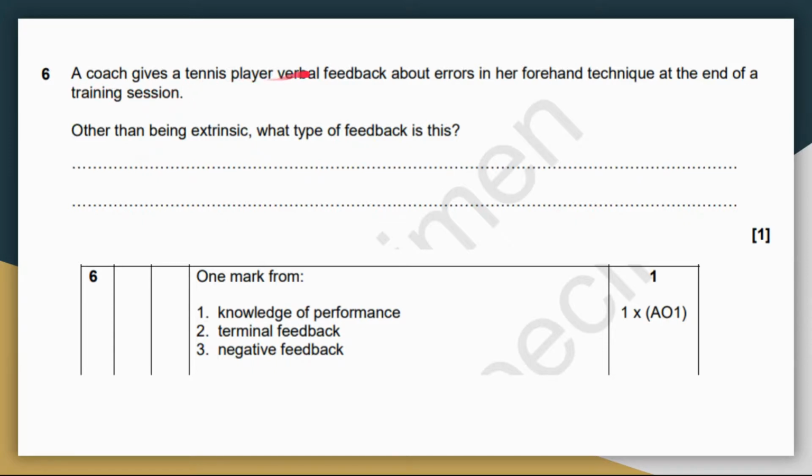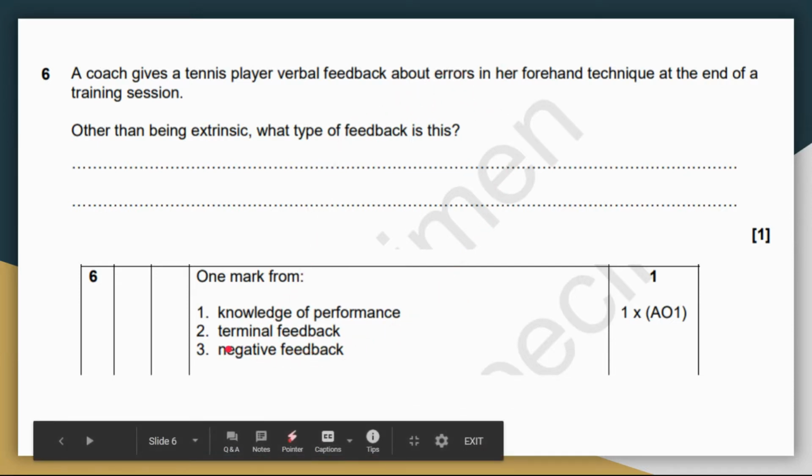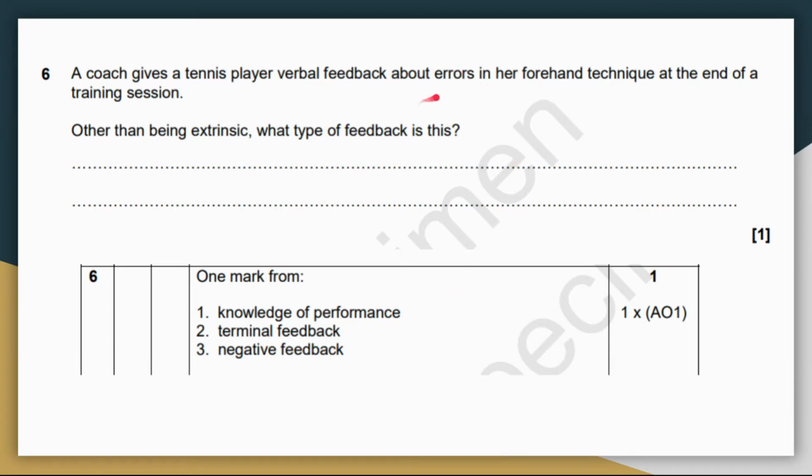A coach gives a tennis player verbal feedback about errors in his forehand technique at the end of a training session. Other than being extrinsic, what type of feedback is this? So it comes from an external source, the coach, so we know it's extrinsic feedback. It's also knowledge of performance because it's to do with forehand technique, that word technique again. It's also negative feedback because it's talking about errors. So it's not great feedback for a beginner, but negative feedback can be useful for an elite performer to understand where they can improve.